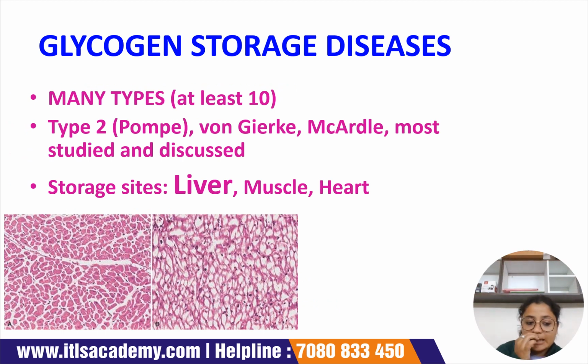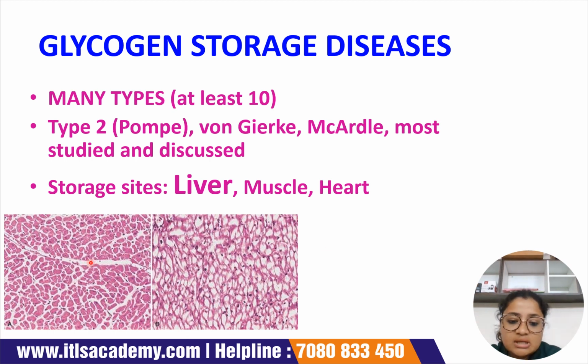Now talking about glycogen storage disease, there are many types, about 10 different types. Among which the prominent will be type 2, which is also known as Pompe. Then we have von Gierke, we have McArdle. These three are the most studied and the most discussed. And the storage sites, as I already mentioned, are liver, skeletal muscle, and to some extent the heart also.